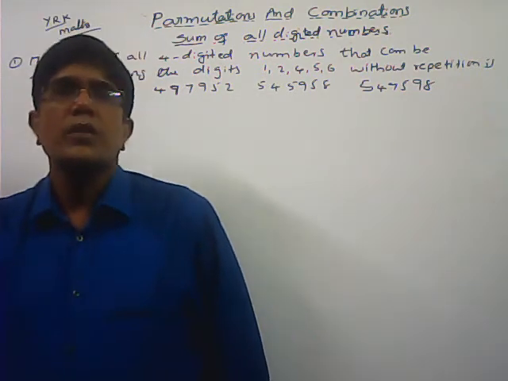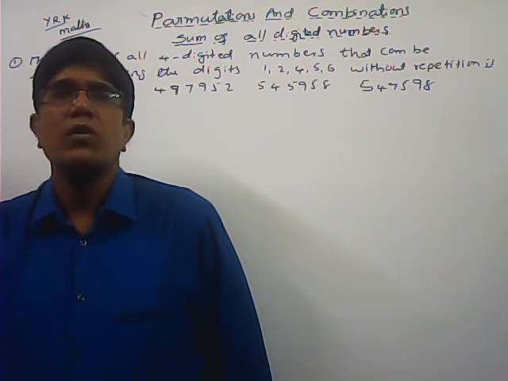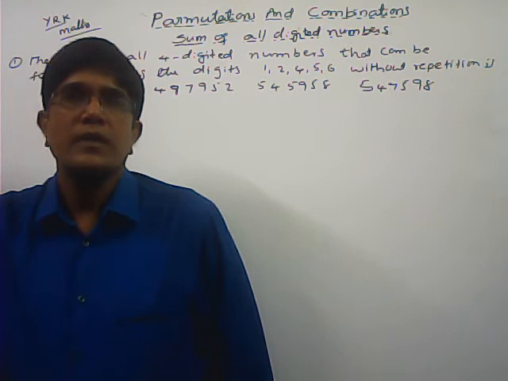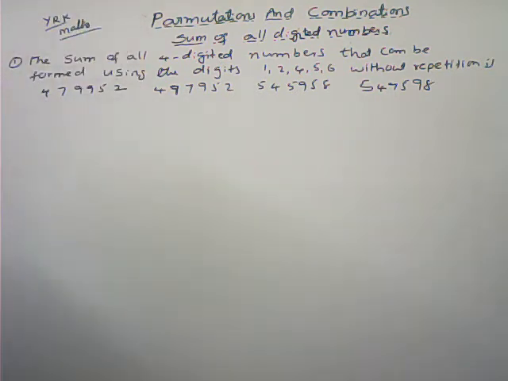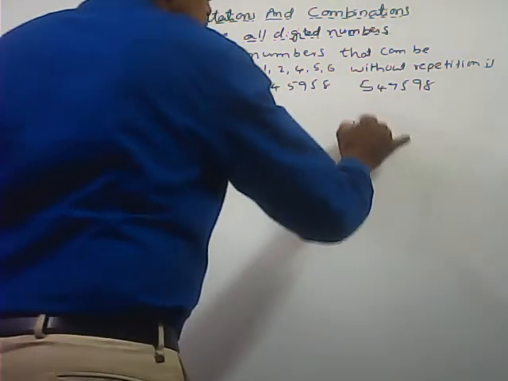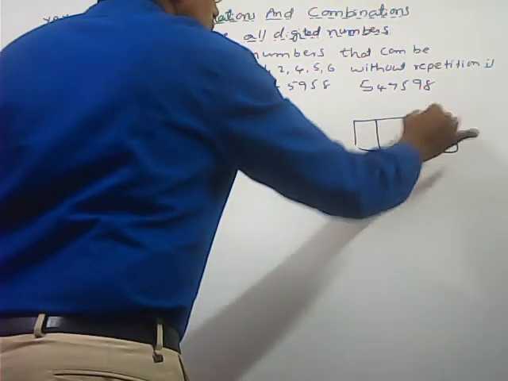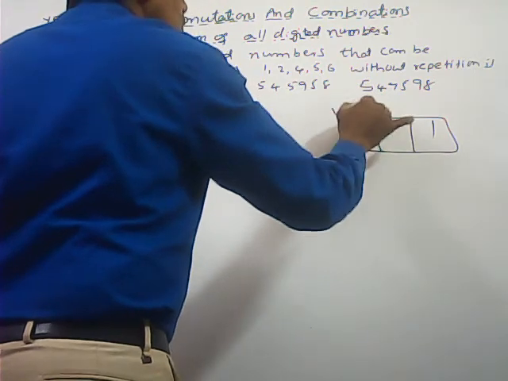In this video class, I am going to discuss the sum of all the digited numbers. For example, see here. A 1, 2, 3, 4 digited number is there. I am taking the digits 1, 2, 3, 4.